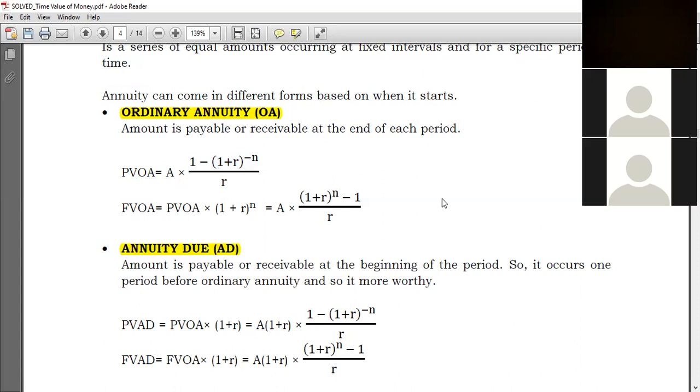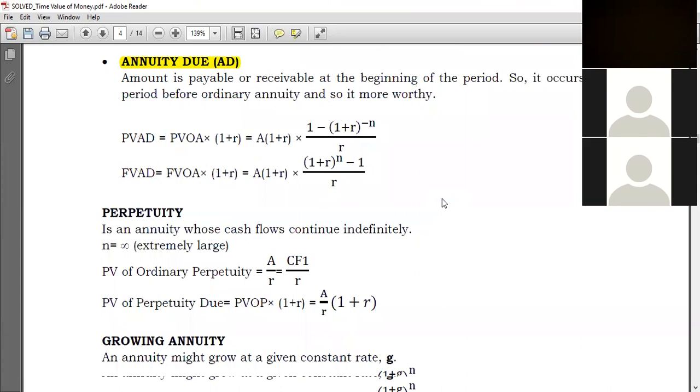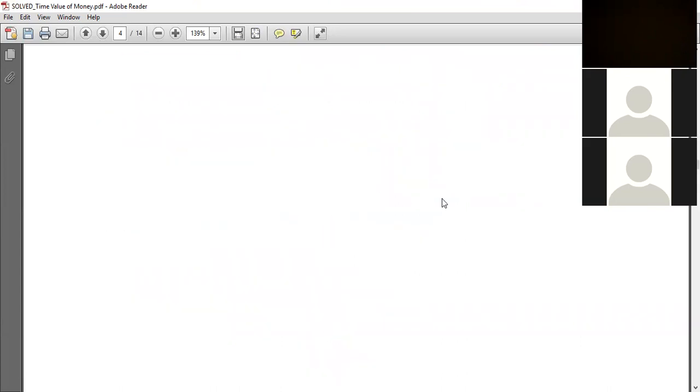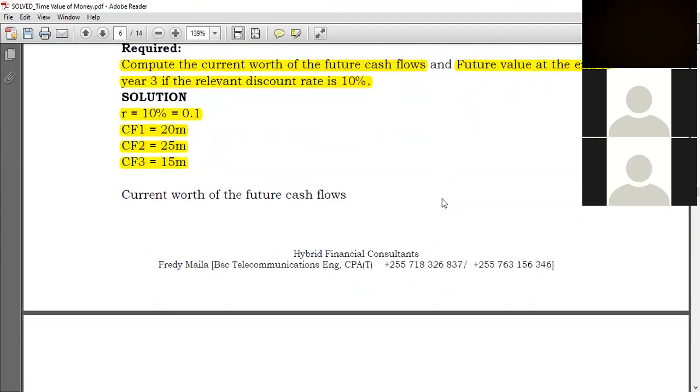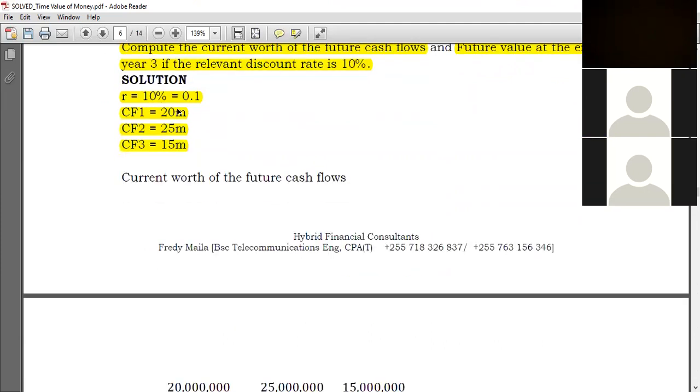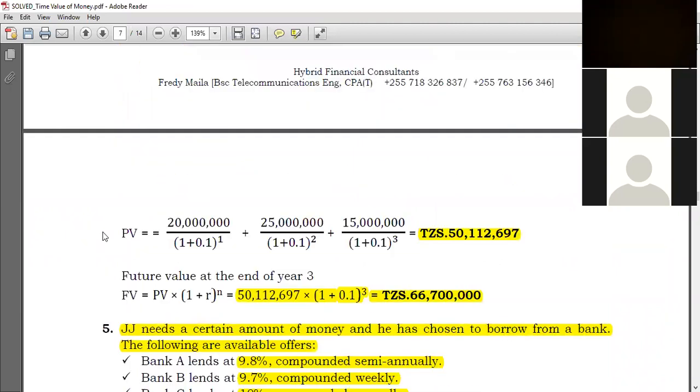Let me show you one thing. Let's go to the previous example so that I can illustrate to you more. Look at this question here. You see, we are told at the end of year 1, we have a cash flow of 20 million, then 25 million, and then 15 million. 20, 25, and 15. Now, suppose we are to receive 20 million at the end of year 1, 20 million again at the end of year 2, and 20 million again at the end of year 3.